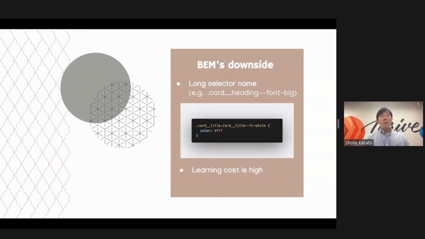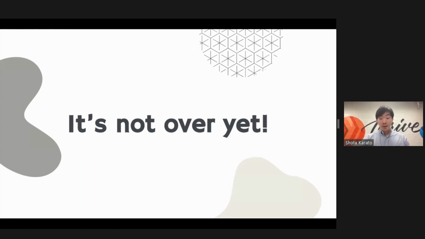So now we know what BEM is and how BEM works. By now you can probably tell the class selector gets really, really long with BEM. Since we connect the element and modifier name with its parent or block name, selector names tend to get really long, and that's the biggest downside of BEM. And also, it probably requires a lot of reading and practice before you actually apply it to your project. So we can say the learning cost is probably high. But it's not over yet. Don't worry. We've got something to help you overcome these shortcomings.